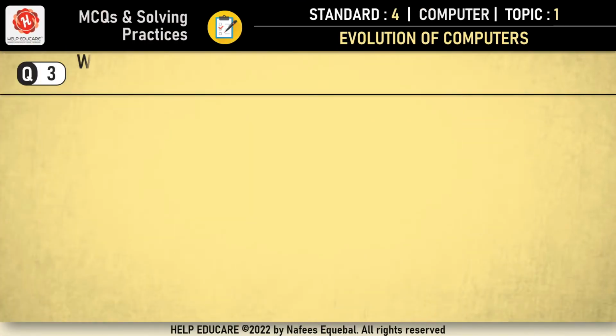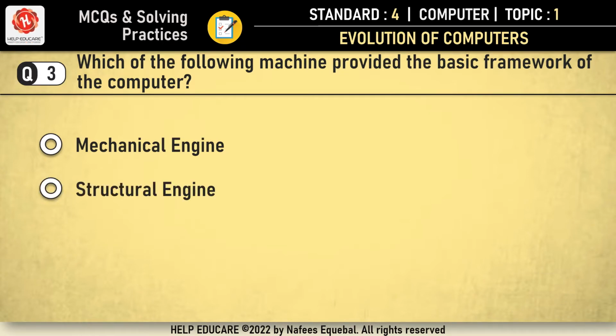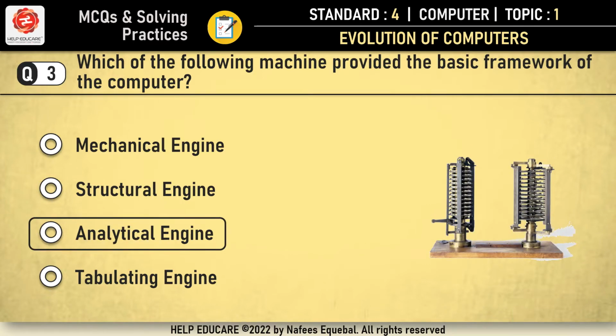Question number 3. Which of the following machine provided the basic framework of the computer? First option, mechanical engine. Second option, structural engine. Third option, analytical engine. Fourth option, tabulating engine. Answer will be displayed in 10 seconds. Correct answer is analytical engine.